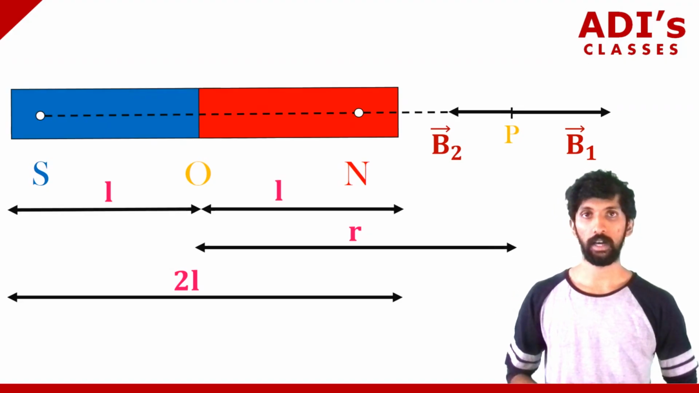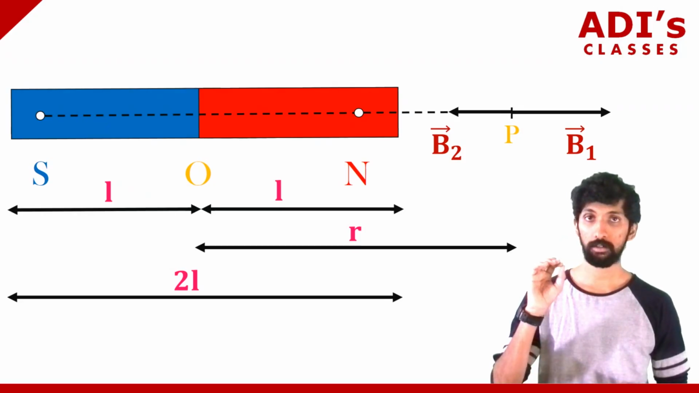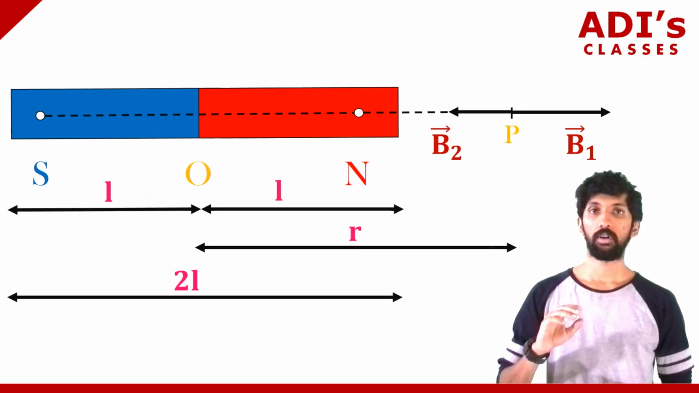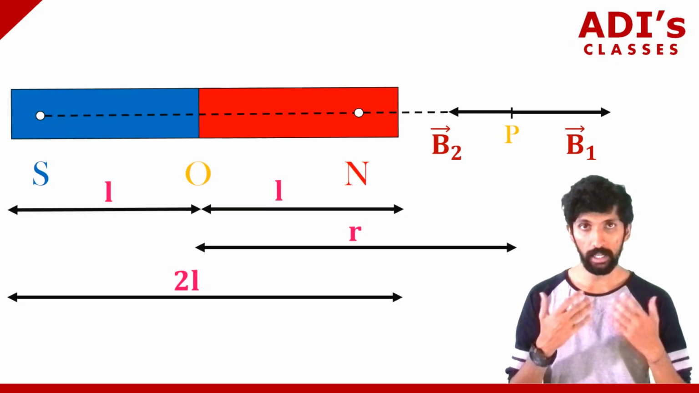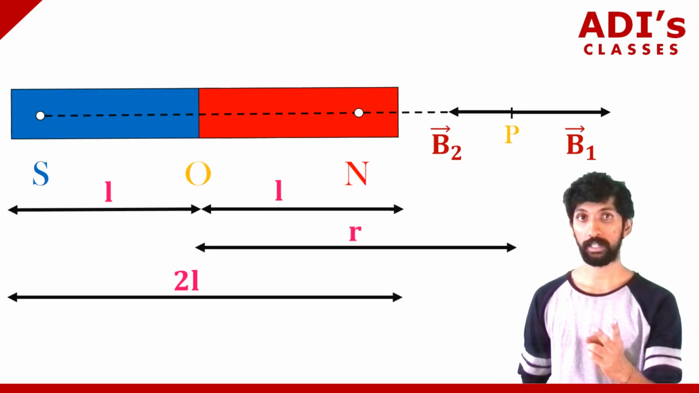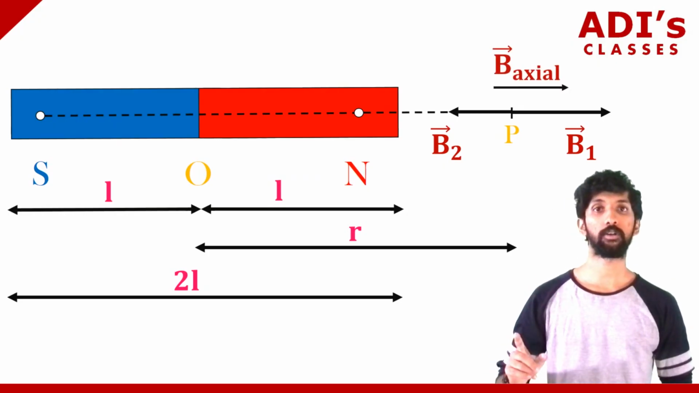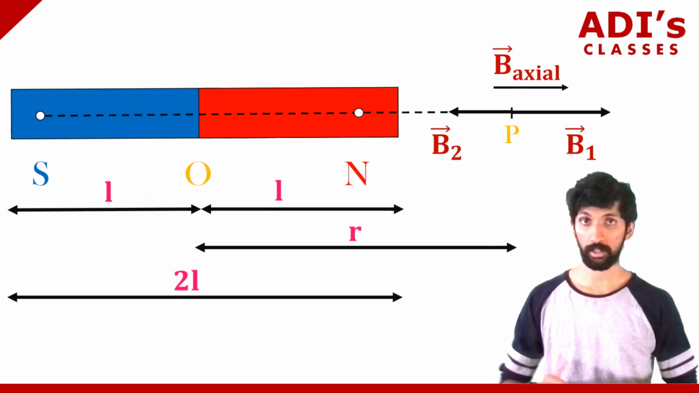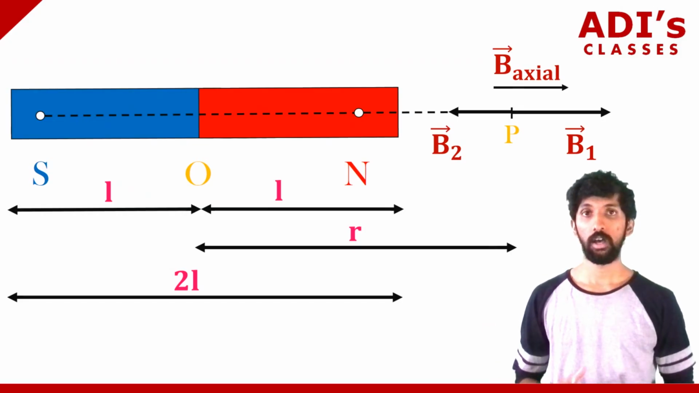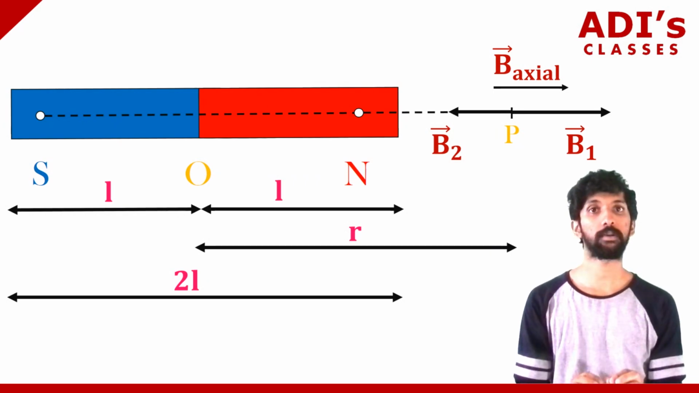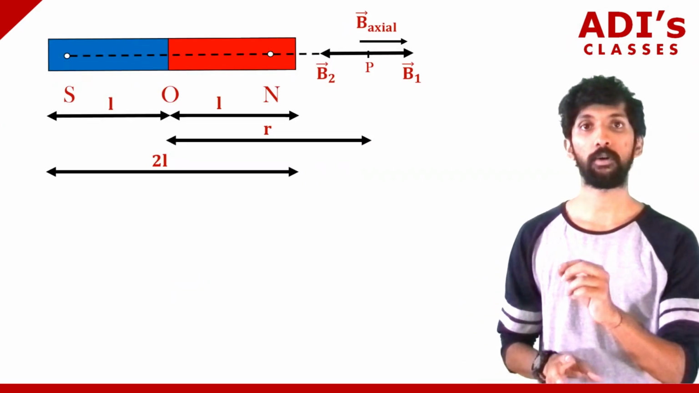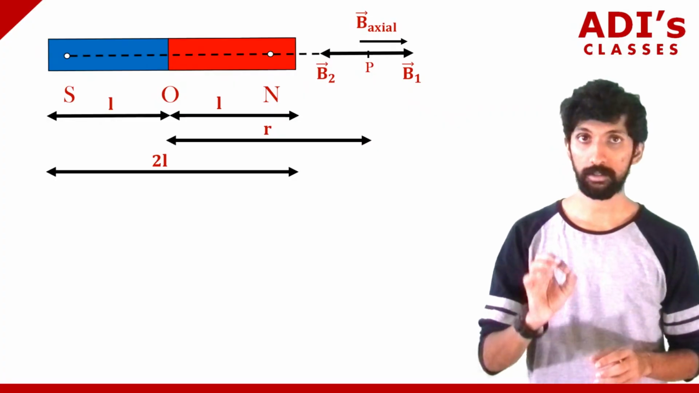Now we need to figure out the magnetic field at the point P. Like I told before, there are two magnetic fields, one from the north pole in this direction, one from the south pole in this direction. Again I'm repeating this, and why am I stressing on this particular point? Because you need to subtract the magnetic fields at point P.